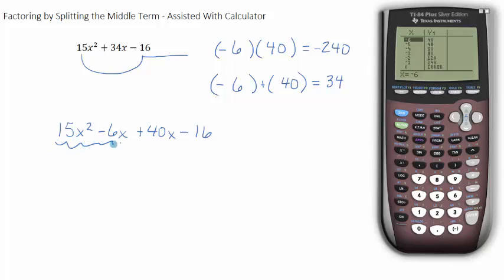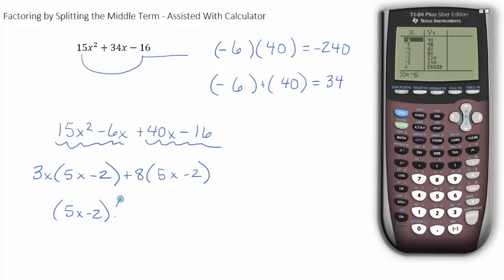Now what we do is we take our four terms, we factor by grouping. So here I have a 3x, and I get 5x minus 2. And here, let's see, I've got a plus 8 times 5x minus 2. And now that those two parentheses match, I can use 5x minus 2 to pull out and get a 3x plus 8. And I've factored my trinomial.